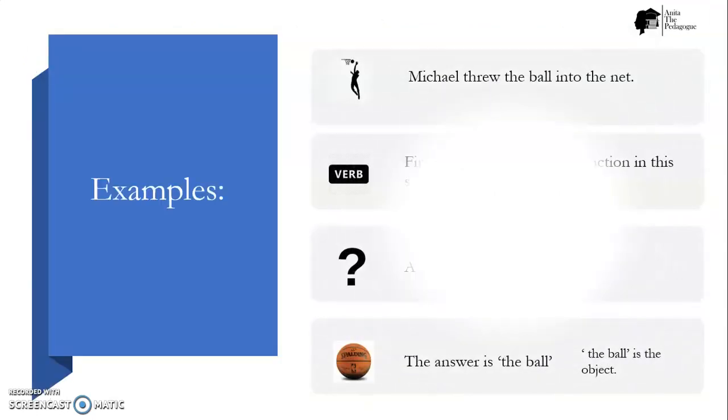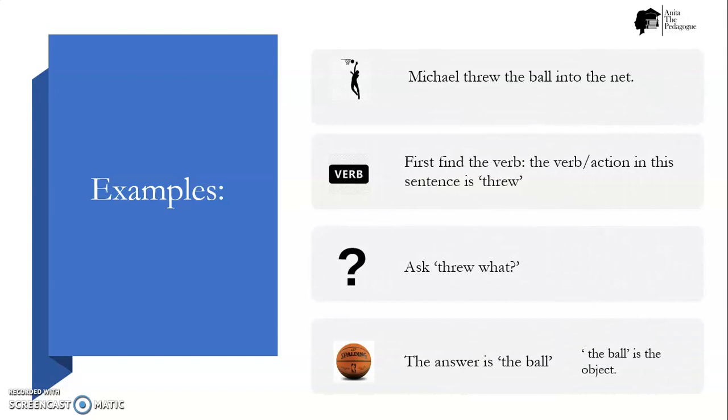Let's take our first example. Michael threw the ball into the net. First find the verb in this sentence, and that is threw. Now ask, threw what? The answer is the ball, threw the ball. It is the ball that receives the action threw. The ball is therefore the direct object.